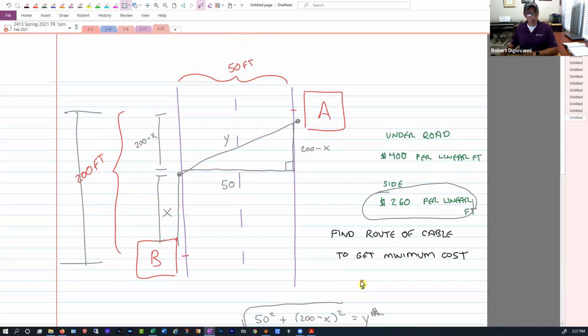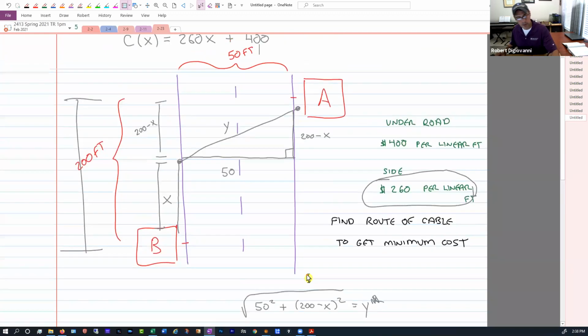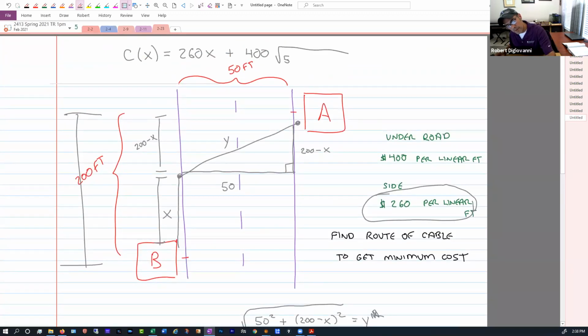Okay, so what's the cost? The cost of doing this is now a function of X. It is this distance times how much it costs me to go there, right? So it's $260 per foot. So it's $260 times X, that's this part. And then I have to go this distance, which is Y, and that costs me $400. So it's going to be plus 400 times Y, but Y is this. So Y is the square root of 50 squared plus (200 minus X) squared. And that is now a cost function.